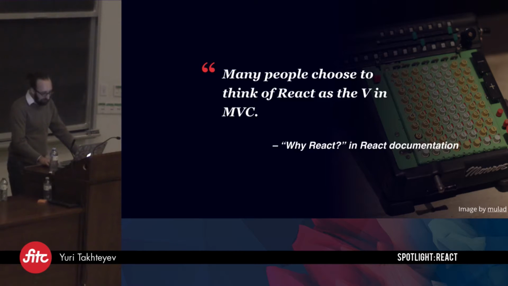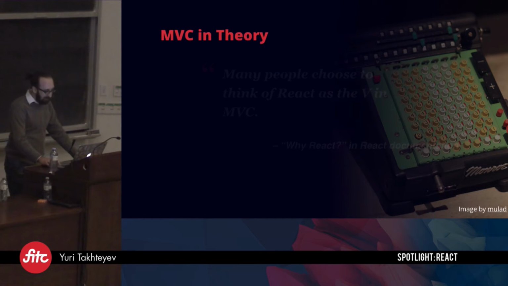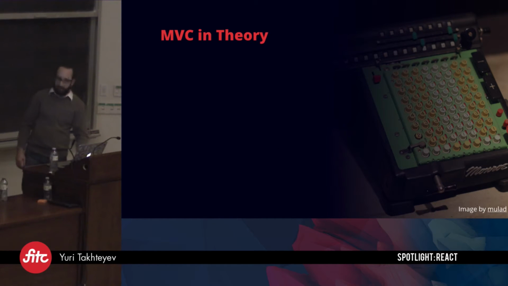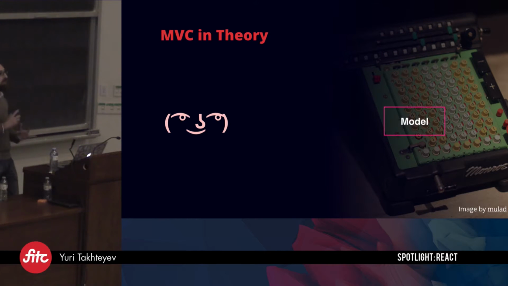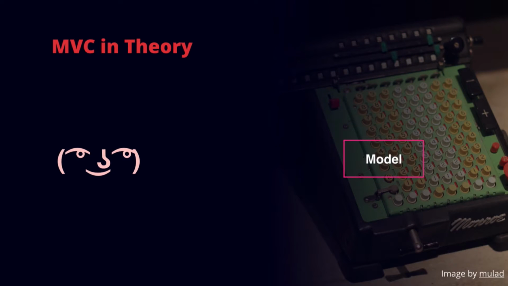The word MVC is used often today, but I think people don't often think about what it actually means. So if we think of MVC in theory, here's how it is supposed to work. You have a user, here's your happy user. Everything in the slide is pink because in theory, MVC is super happy. There is an underlying model, some data that the user wants to interact with, and it gets projected to the user through a view, some display of that data.